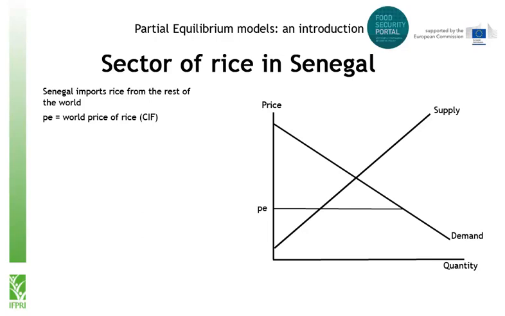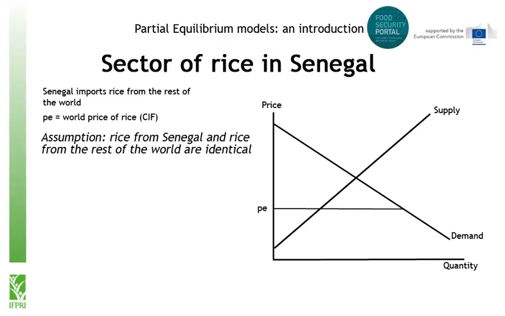So the reason behind that is the fact that maybe demand is very strong in Senegal, or maybe supply is uncompetitive. But this is a fact. PE is under the autarky price, and under free trade, Senegal imports rice from the rest of the world. What we suppose is that rice from Senegal and rice from the rest of the world are identical goods.